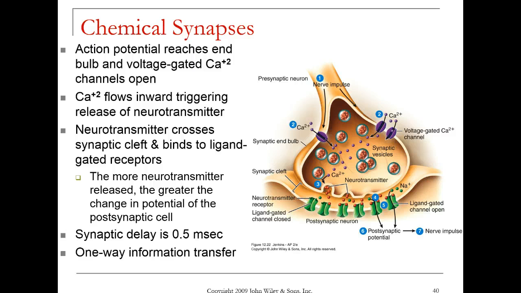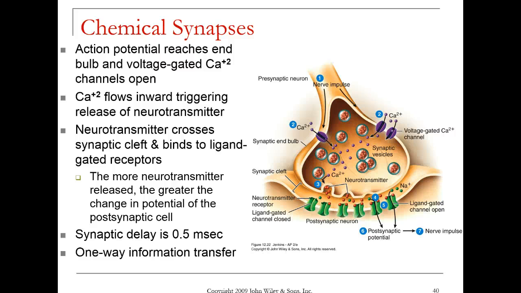All right, so let's look in a little more detail at chemical synapses. Now, this shouldn't be any surprise because we've seen this already in the muscle cell. We went over a type of synapse in the muscle cell. We called it a neuromuscular junction. That's simply a synapse between a somatic motor neuron and a skeletal muscle fiber. So we have our action potential. It goes all the way down to the end of the axon to a synaptic end bulb.